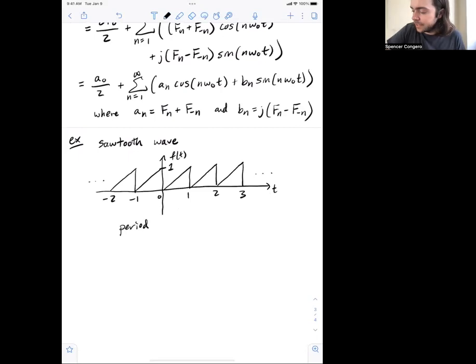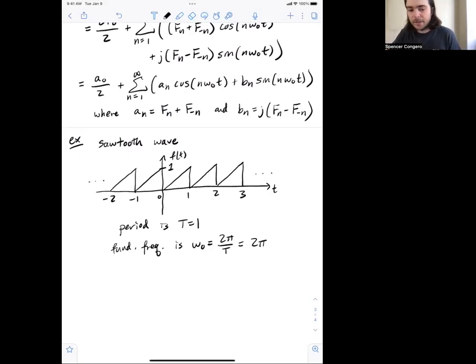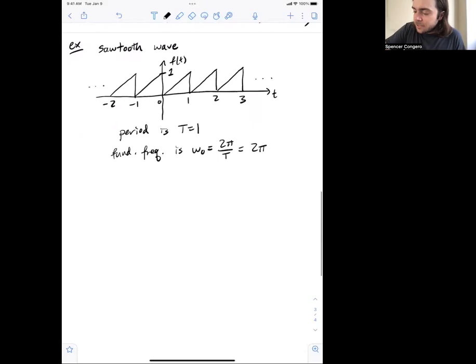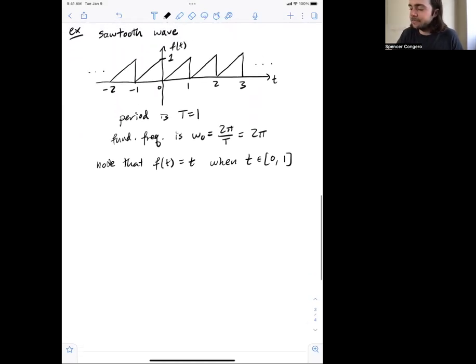So we can see that the period is 1 and the fundamental frequency is omega naught, which is 2 pi over the period. It's in this case just 2 pi. Okay, and I'm also going to note up front that f of t just equals t when t is in the interval 0 to 1. So in this range, f of t just equals the function t. It just has slope 1. And we're going to use that when we're finding the coefficients right now.